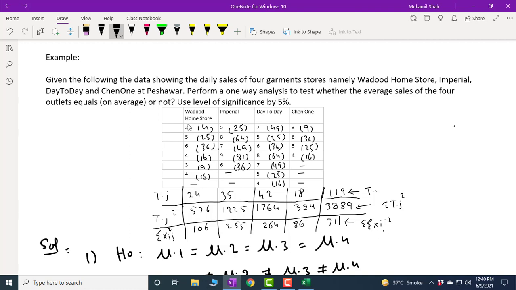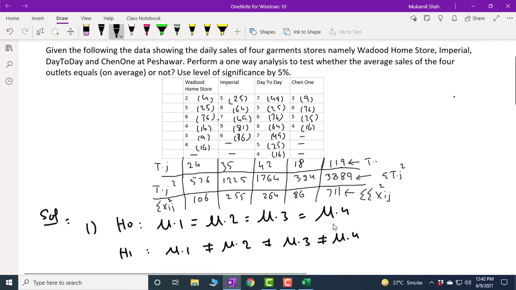Square represents the square of all these values. Since you have added the square of all these values, this whole data is x, which contains I rows and j columns, and this double summation means you have summed the square of all these values up vertically and then horizontally. So that's why this is double summation xij square. So remember these values: T double dot is equal to 119, summation t dot j square is equal to 3889, and summation xij square is equal to 711.